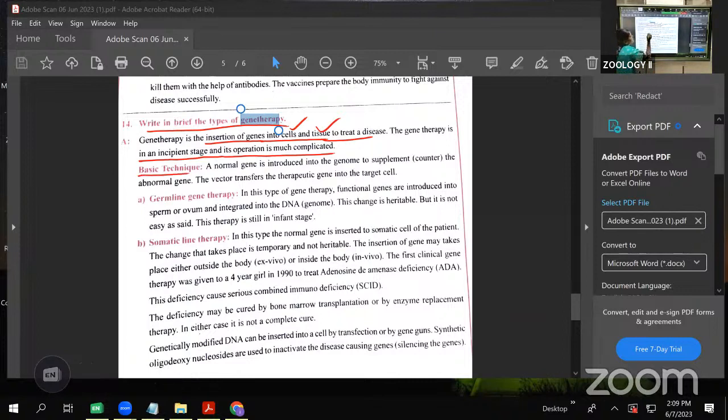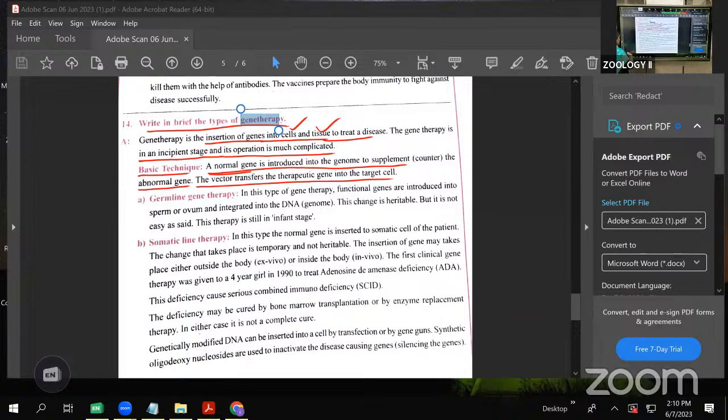What technique are we using? A normal gene is introduced into the genome to supplement. Already we have the genome, and to that we are giving the normal gene, to supplement the abnormal gene. For any disease-causing gene, we are giving a supplementary normal gene. The vector transfers the therapeutic gene: we take the genes, and through the vectors only we transfer them into that particular target cell. Clear?